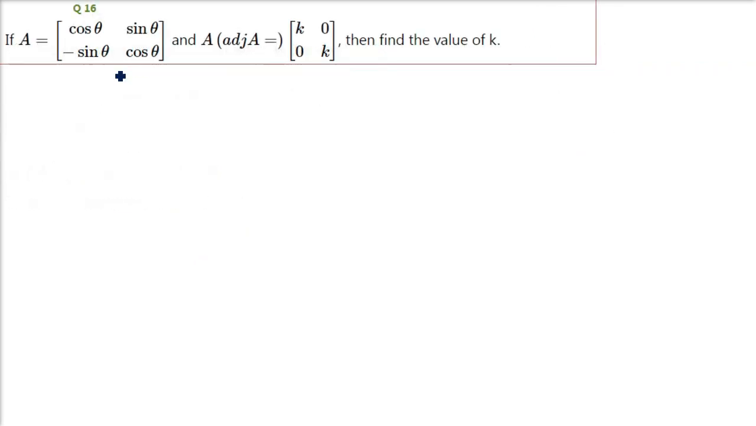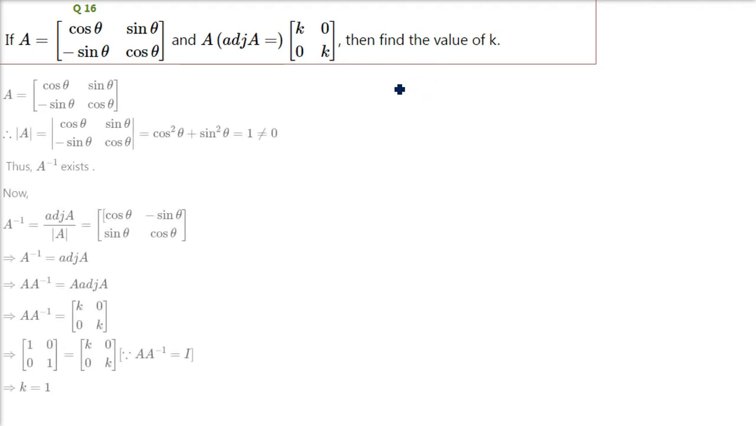Now A is given as this matrix, and also A into adjoint A. I'll just write what exactly the question is, because there is a slight change here. First let us concentrate on this A. We are interested in finding out K, but let us go with A, and we need to find the determinant of A just to show that A inverse exists. Then only we will be able to solve this, because eventually we are going to multiply it with A inverse.